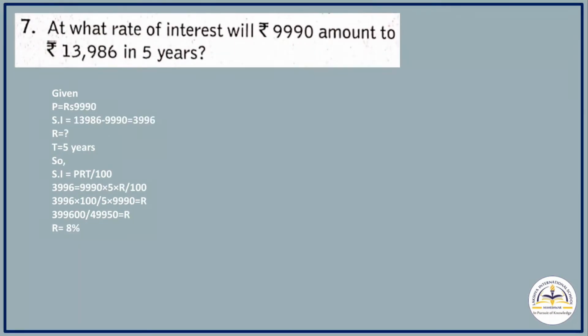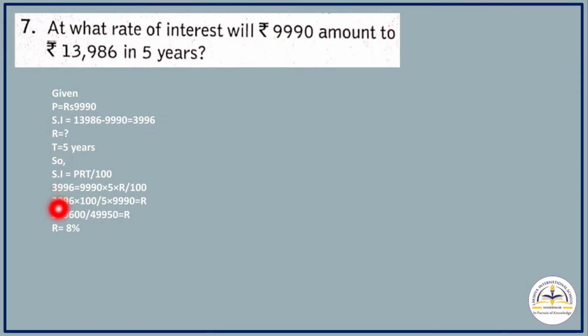Now question number 7. At what rate of interest will rupees 9990 amount to rupees 13986 in 5 years? Now here the principal amount is given, that is 9990. In this question we have to find out the rate. So here all the things are given, that is time is 5 years, and for simple interest we have to subtract this number and this number, you will get the difference, that is 3996. This will be the simple interest.